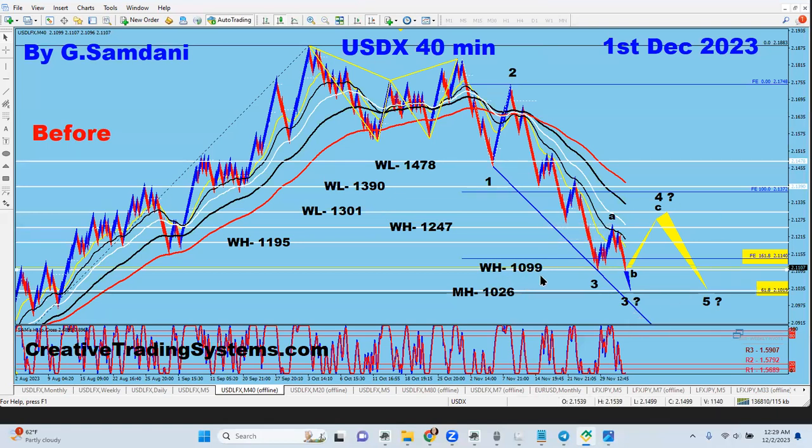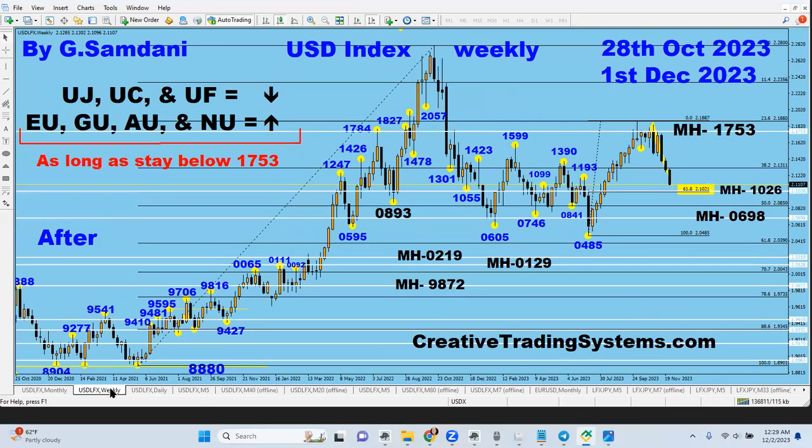Again, the number to watch is 1099. If we go below, we go to 1026 and then bounce. If 1099 holds, we're going to go up. USD is going to get strong. And what will happen is just the opposite here: these will go up, UJ and UC and UF, and these 4 will go down. That's what's going to happen. So 1099 and 1026 are the 2 major numbers for the next week, and let's see what happens.